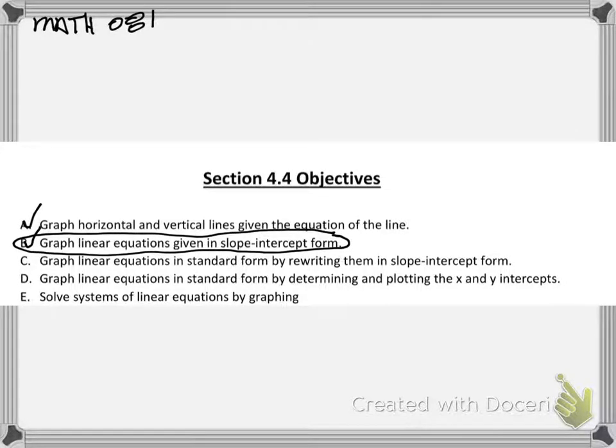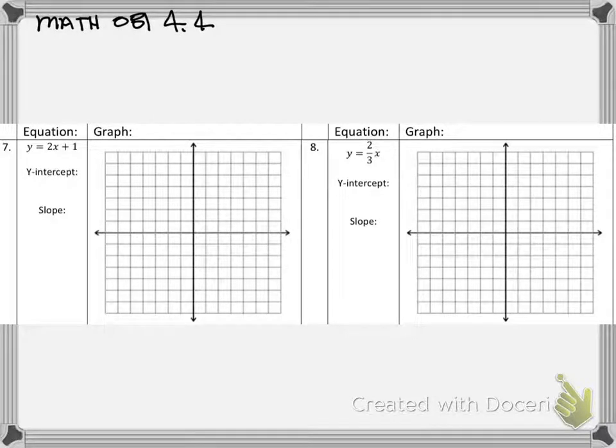So let's get started. Here we have the equation y equals 2x plus 1. So our y-intercept is 1, or really it's the ordered pair (0, 1), and our slope is 2, which we can rewrite as 2 over 1.